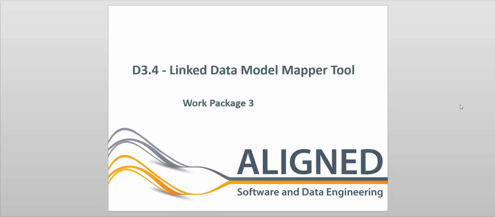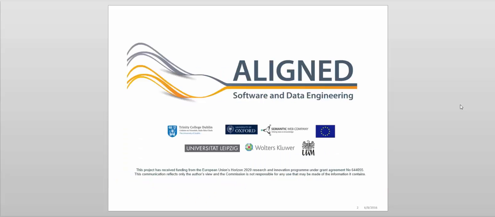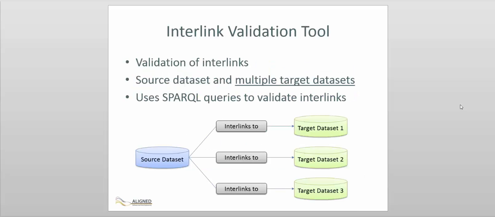This video is related to deliverable 3.4, which is the linked data model mapper tool, part of the ALIGNED project. This deliverable is part of Workpackage 3, Semantics-driven software engineering, and will be deployed in the DBpedia Phase 2 trials. So here the Interlink validation tool is introduced, which was produced for the D3.4 linked data model mapper tool deliverable.